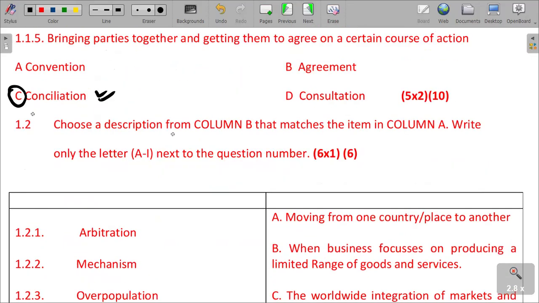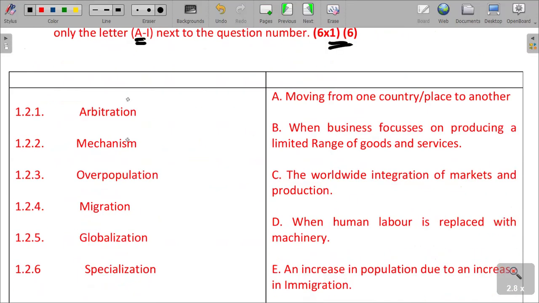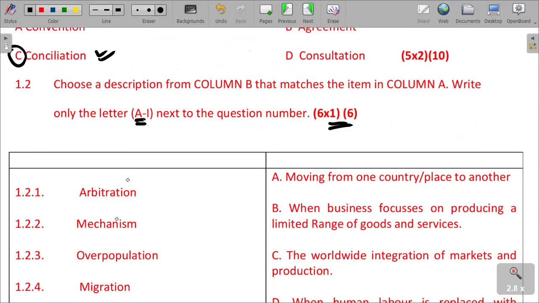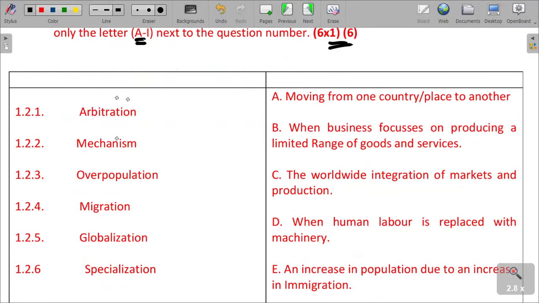We have question 1.2. Choose a description from column B that matches the item in column A. Write only the letters A to I next to the question number. This is another typical instruction that students must take note of. We write the question number and then only the answer next to it. We are given terms and need to find the descriptions or meanings that match them.